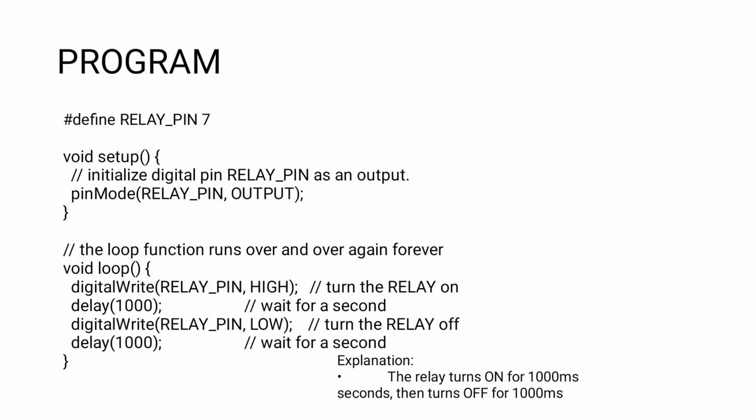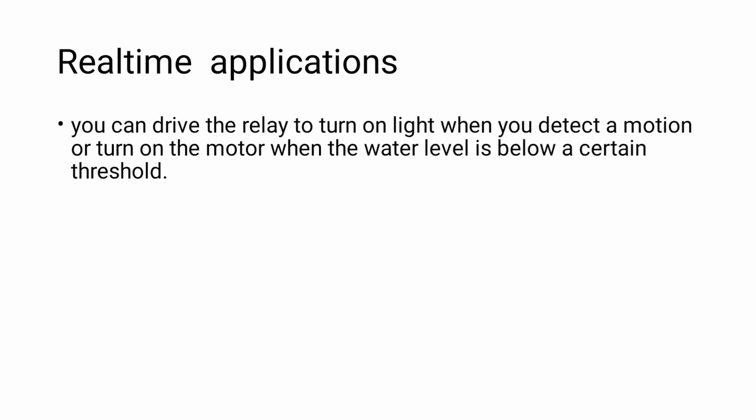Here we have to set up void setup and void loop. Void setup will initialize the pin mode; the relay pin, the 7th pin, is the output. In void loop, digitalWrite relay pin HIGH and the motor will rotate. Delay 1000, then digitalWrite relay pin LOW. The relay is turned on for 1000 milliseconds, with the delay given as 1000, and off for 1000 milliseconds.